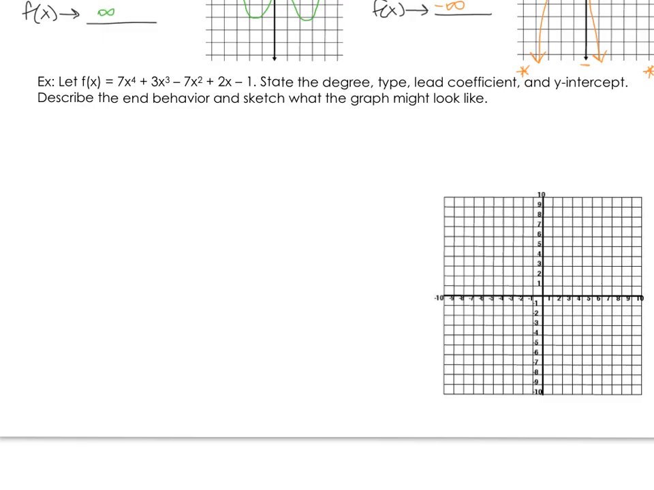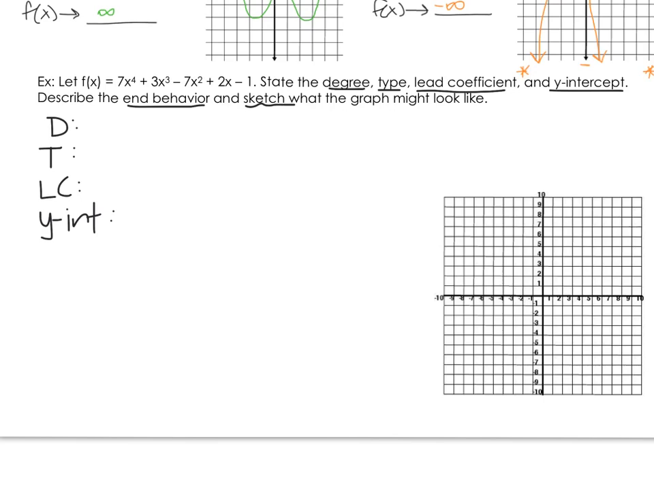Let's try a couple of graphs. It says let f of x equal 7x to the fourth plus 3x cubed minus 7x squared plus 2x minus 1. State the degree, the type, the lead coefficient, and the y-intercept. Describe the end behavior, and then last but not least, we'll sketch our graph.